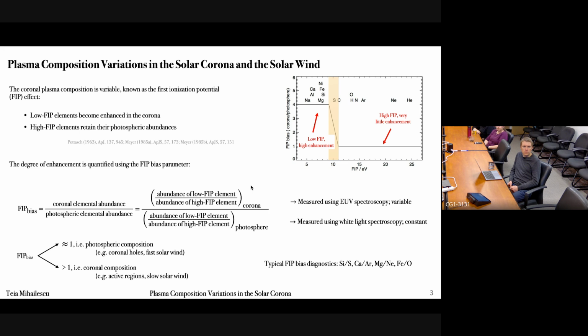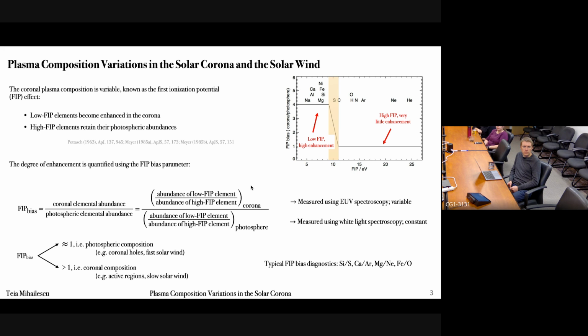So we see photospheric composition in coronal holes on disk and in the fast solar wind in situ, and coronal composition in active regions, typically a little bit in the quiet sun as well, and then in the slow solar wind in situ.